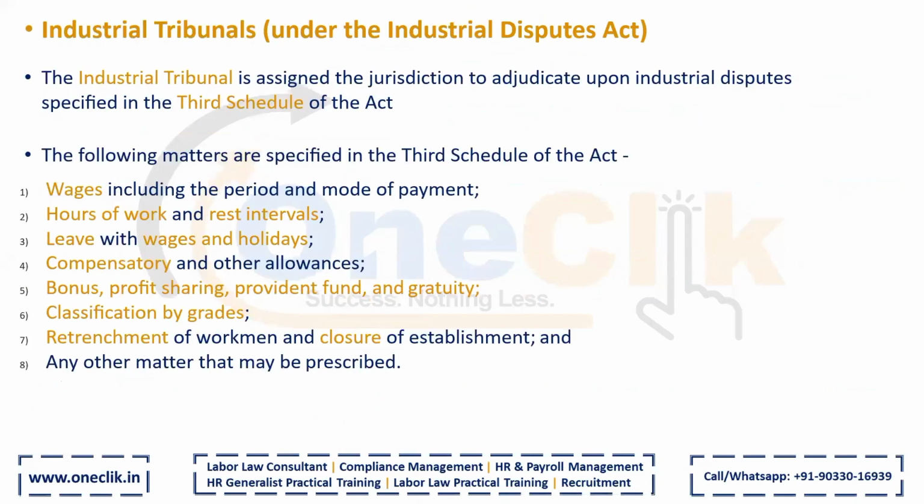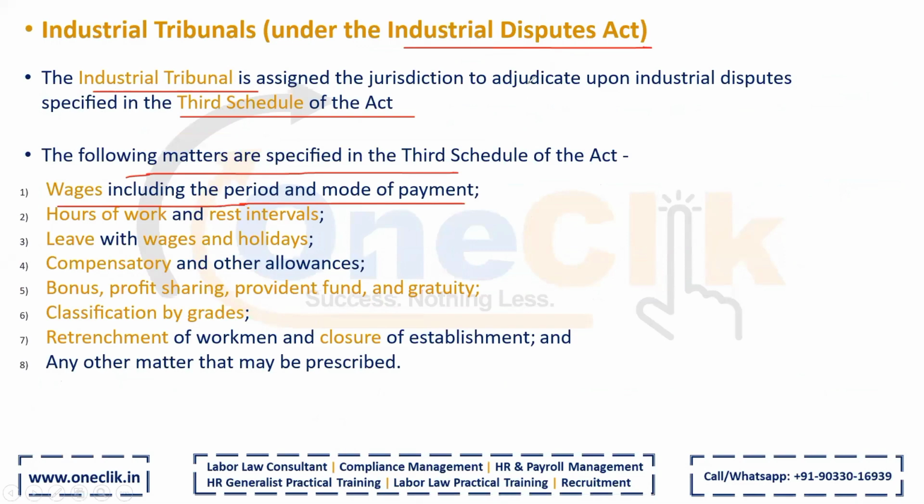Now next, what is the industrial tribunal and what are the powers of the industrial tribunal? The matters in the third schedule of the ID Act, that is the Industrial Disputes Act, will come to the industrial tribunal. So which are the matters? Wages, including the period and mode of payment, cost, hours of work, and rest intervals. Right? After 5 hours, you have to provide a 30-minute break, whatever. That will come to the industrial tribunal directly.